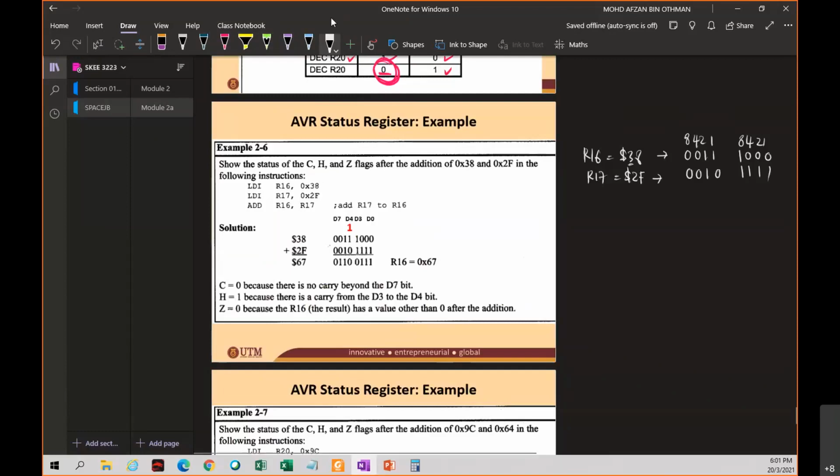Okay, next. Dia nak buat apa? Add R16, R17. So kita tambah je lah. Okay, kita tambah this number here. 0 tambah 1, you get 1. 0 tambah 1, 1.